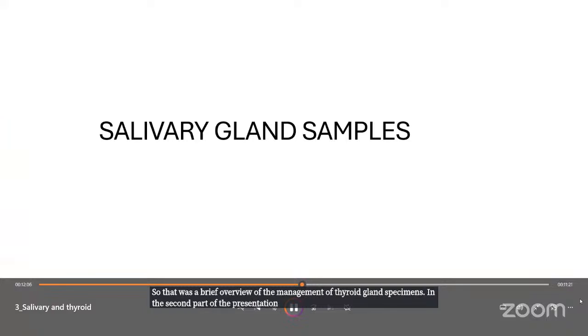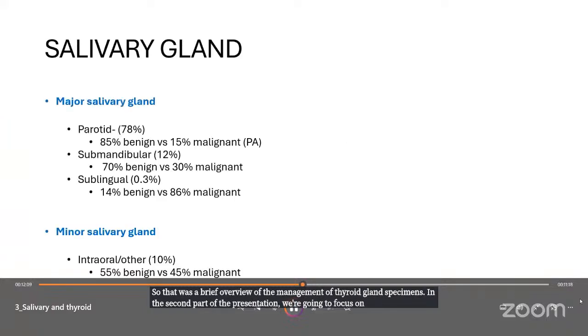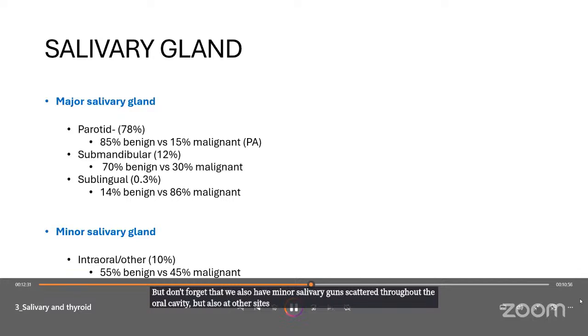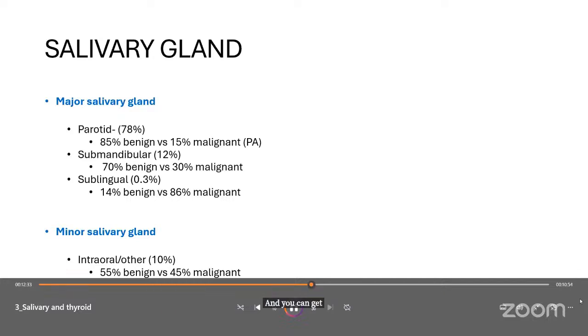In the second part of the presentation, we're going to focus on salivary gland. Let's start this section with a little bit of background on salivary gland tumours. If you recall, there are 3 major paired salivary glands: the parotids, the submandibular and the sublingual glands. But don't forget that we also have minor salivary glands scattered throughout the oral cavity, but also at other sites, including the larynx.